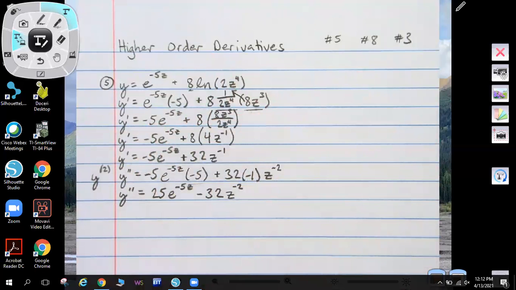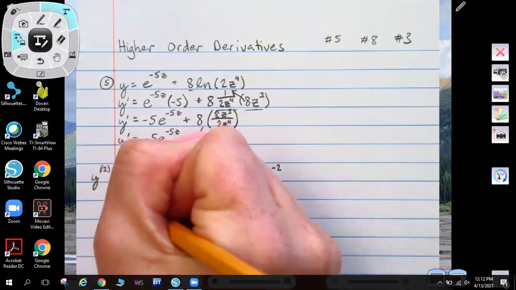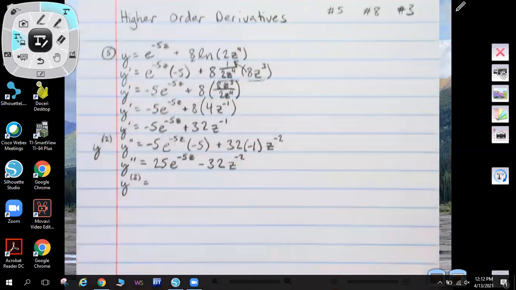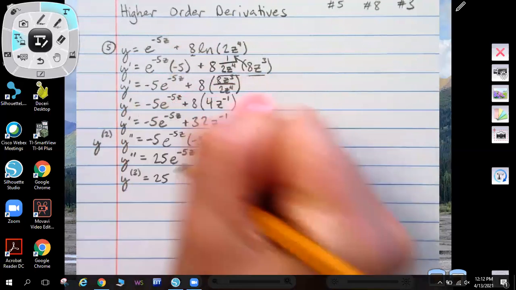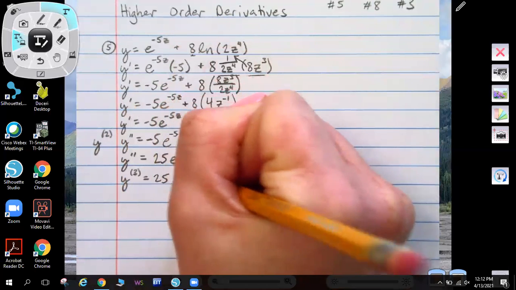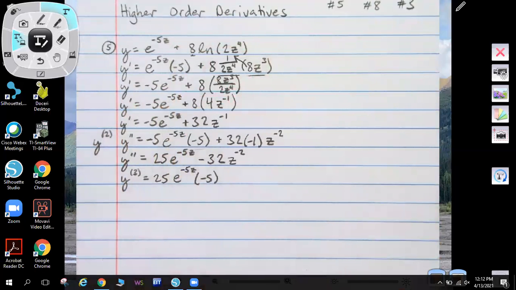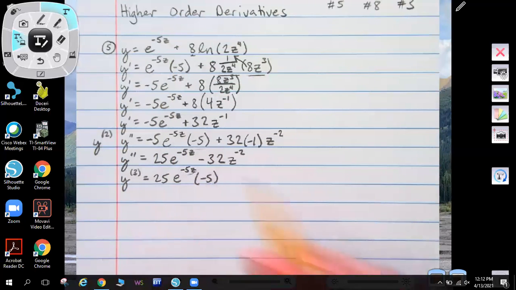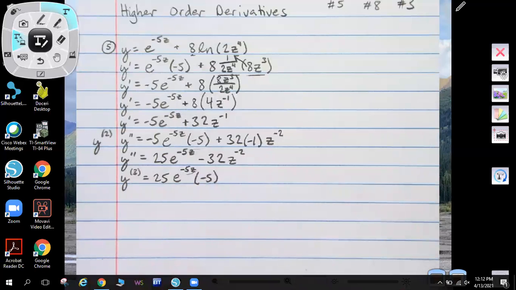On to the third. Okay, third derivative. That 25 is going to stay. The derivative of e to the negative 5z is e to the negative 5z times negative 5. This one, it's the derivative of this exponent. So you're using the chain rule every time.